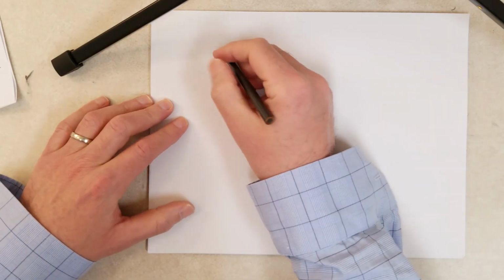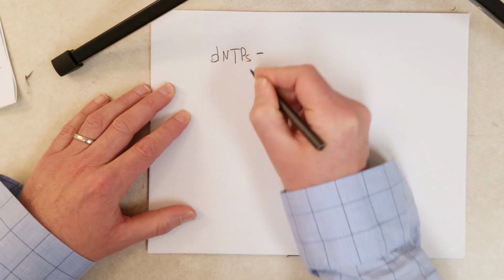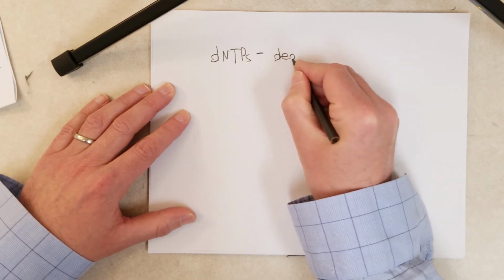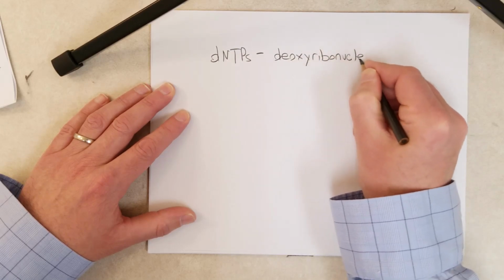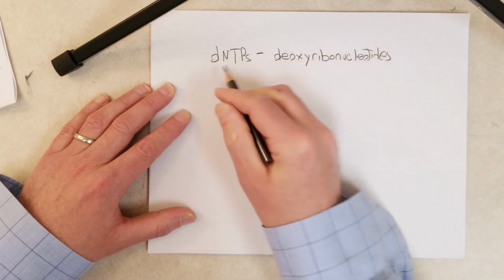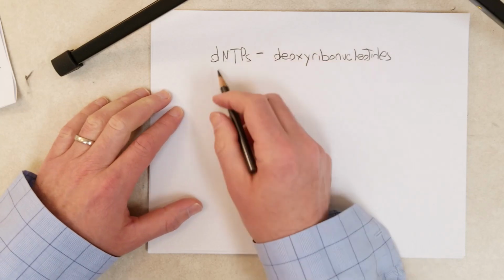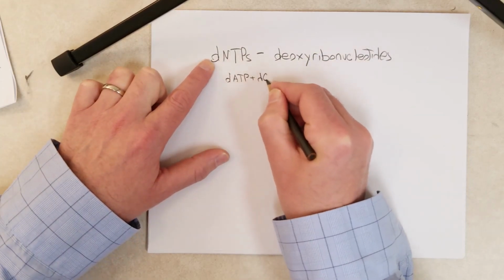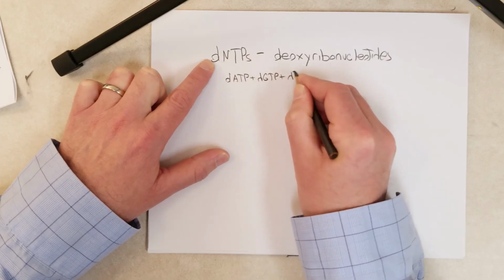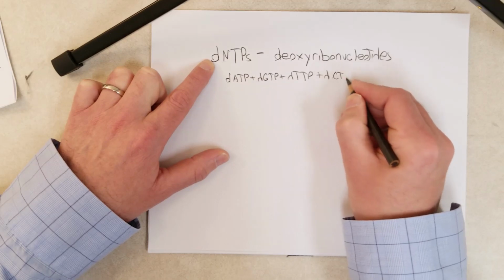So let me talk about those for a second. So we know what dNTPs are. Well, if we don't, let's review it. Those are deoxyribonucleotides. So the N stands for A, G, C, or T. So dNTPs means dATP plus dGTP plus dTTP plus, which one am I forgetting? dCTP.